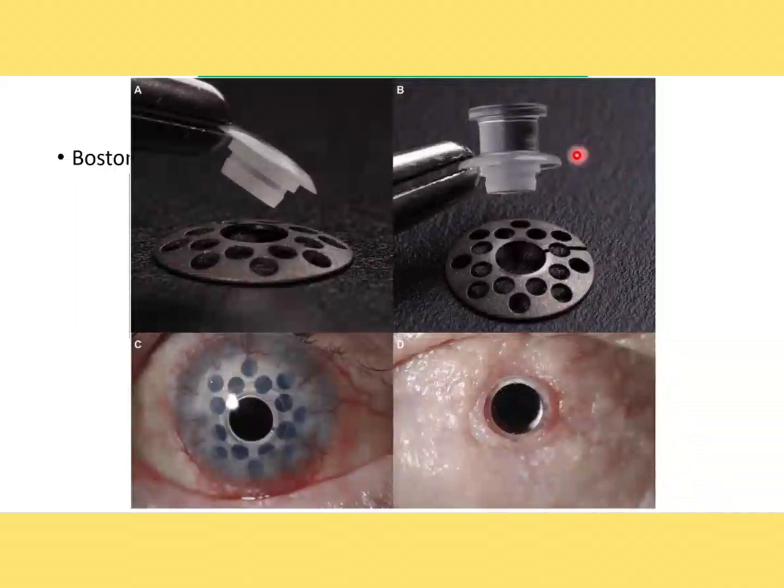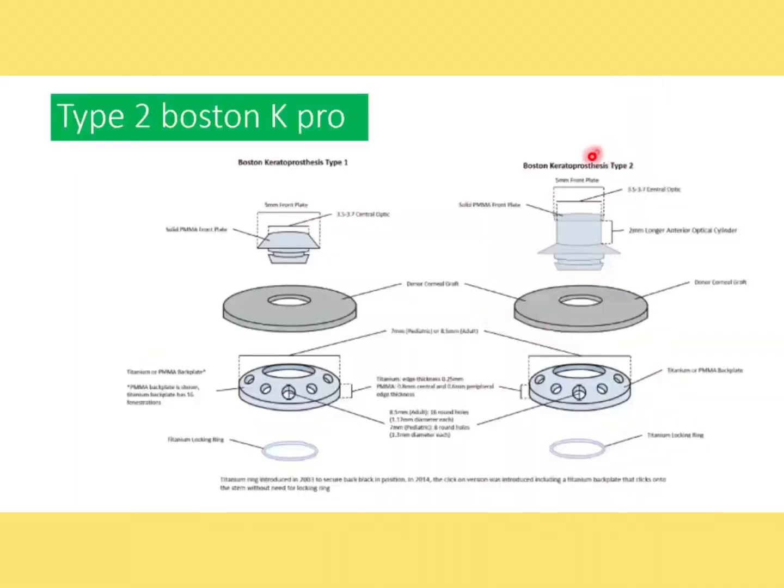So, let us move to the Type 2 Boston keratoprosthesis. So, this is the Type 2 Boston keratoprosthesis. This Type 2 K-Pro shares the same basic design as the Type 1, with a front plate, back plate, and locking ring. However, the Type 2 K-Pro features a modified front plate design with a central stem, which allows the incorporation of the donor corneal nerve.